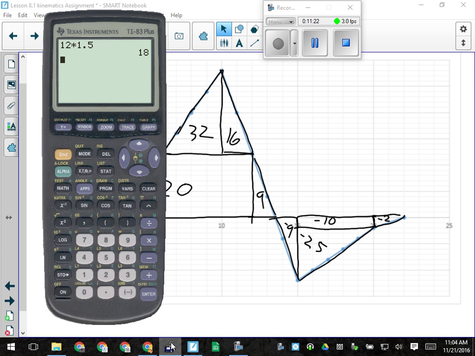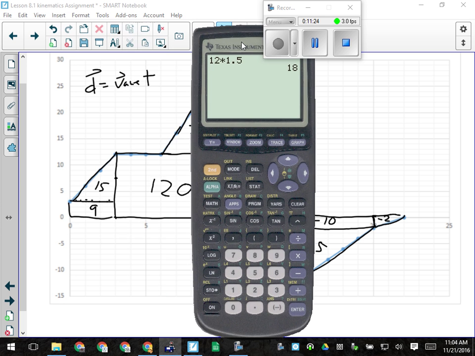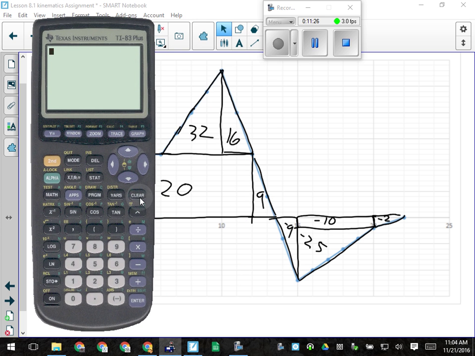All right, so let's go with 15 and 9. So 15 plus, not times, plus 9 plus 120 plus 32 plus 16 plus 9 minus 9. Could have just done without both of those. Minus 25 minus 10 minus 2. I didn't get the same number I got the last time, 155. Did I mess one up somewhere?